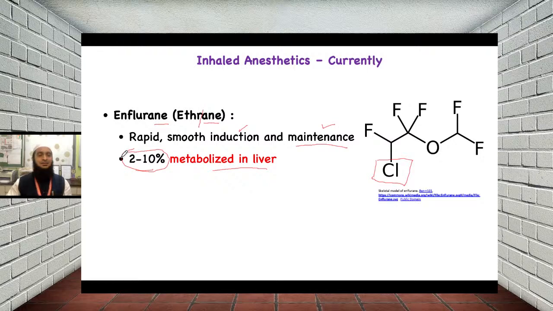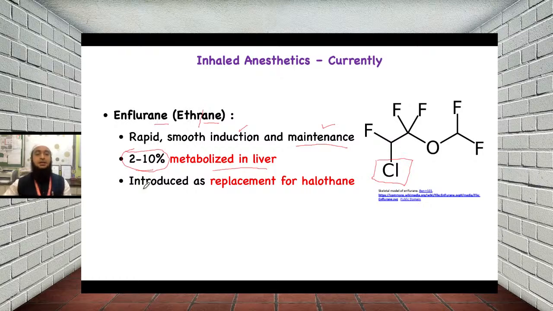So before anesthesia, all calculations are properly done based on the patient's condition, the drug that you are using, and the body weight of the patient. Many factors are considered before calculating the dose required for induction as well as maintenance of the general anesthesia. Okay, so 2 to 10% is metabolized in the liver.